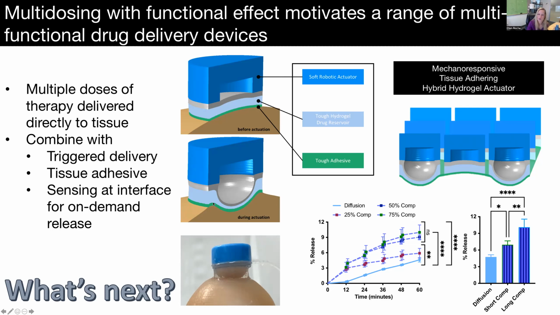We can also incorporate sensing into this, so we can sense things like arrhythmia and deliver antiarrhythmics on demand. And there's no sutures required for these types of reservoirs either. Here you can see that we see a significant difference depending on the degree of compression that we give to this reservoir, and the length of time for which you compress. So you can really tunably control the release of therapy from these reservoirs.